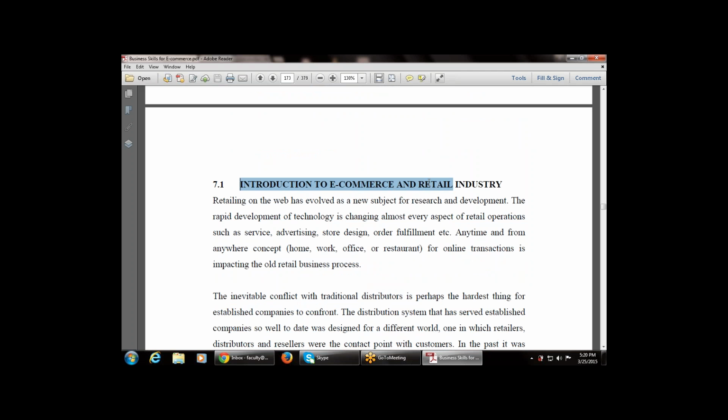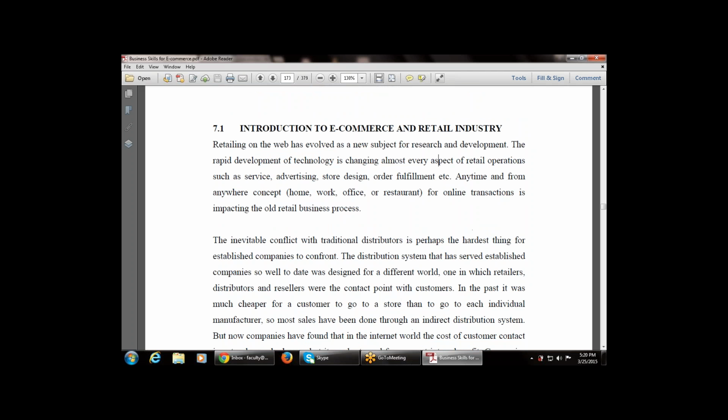So first of all, let's start with the introduction to e-commerce and the retail industry. First of all, what is e-commerce and what is the retail industry? This says retailing on the web, that is e-retailing, has involved a new subject for research and development. Whenever we do retailing on the web, whenever we do retailing online, that makes a new challenge for research and development.